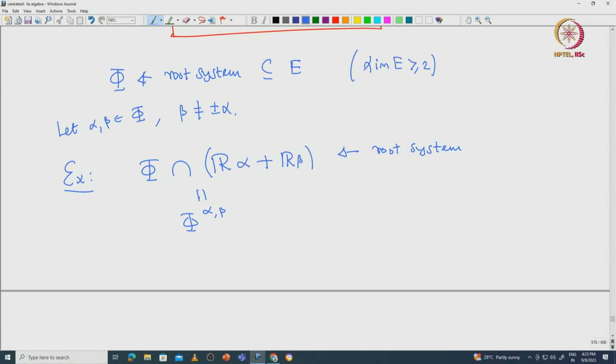And if you take any reflection that comes from this phi alpha beta, it is going to leave phi intersection R alpha plus R beta invariant. So, all the properties of the root system are more or less immediate. The Cartan numbers will not change, so they are also going to be integers. Then it is immediate that phi alpha beta is actually a root system. So, this is going to be a 2 dimensional root system.